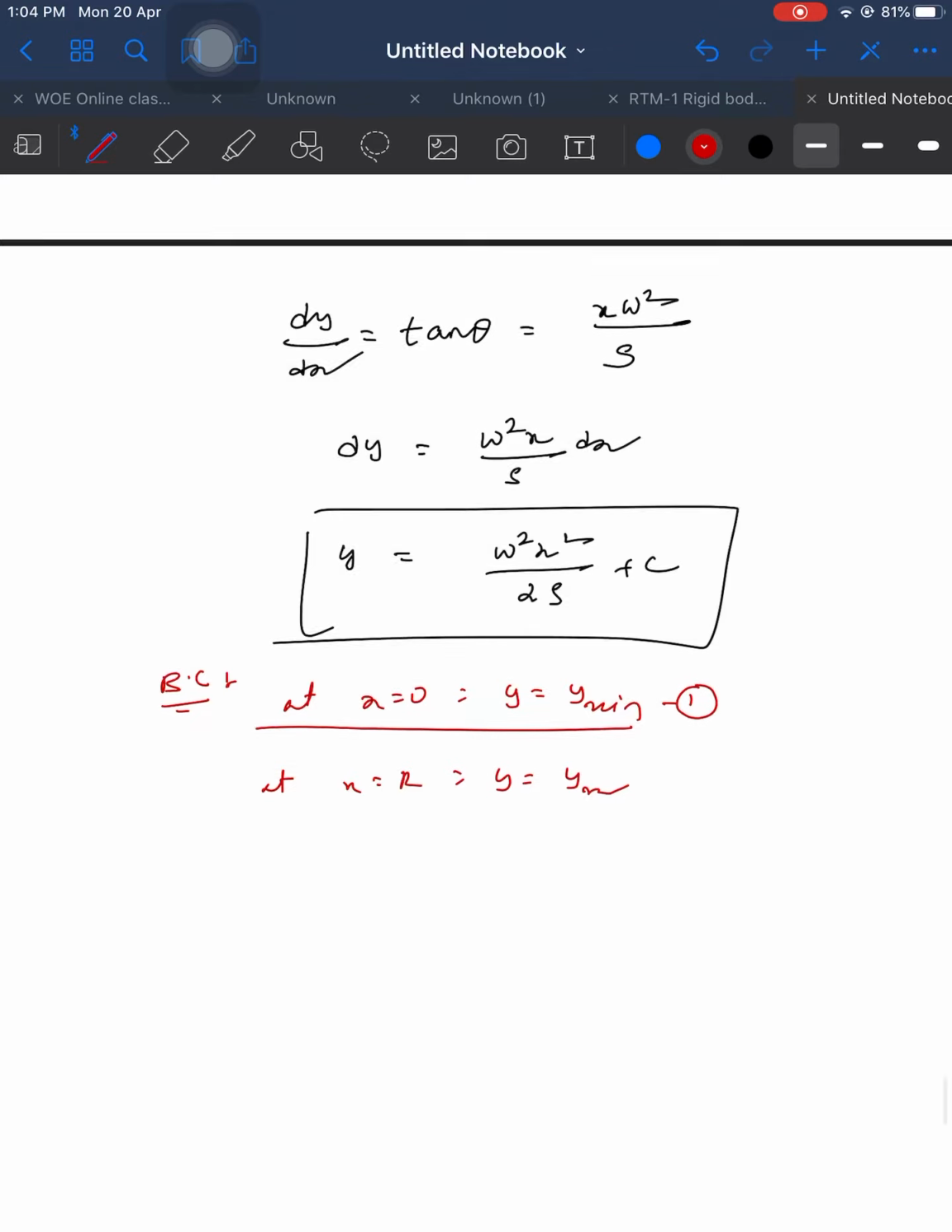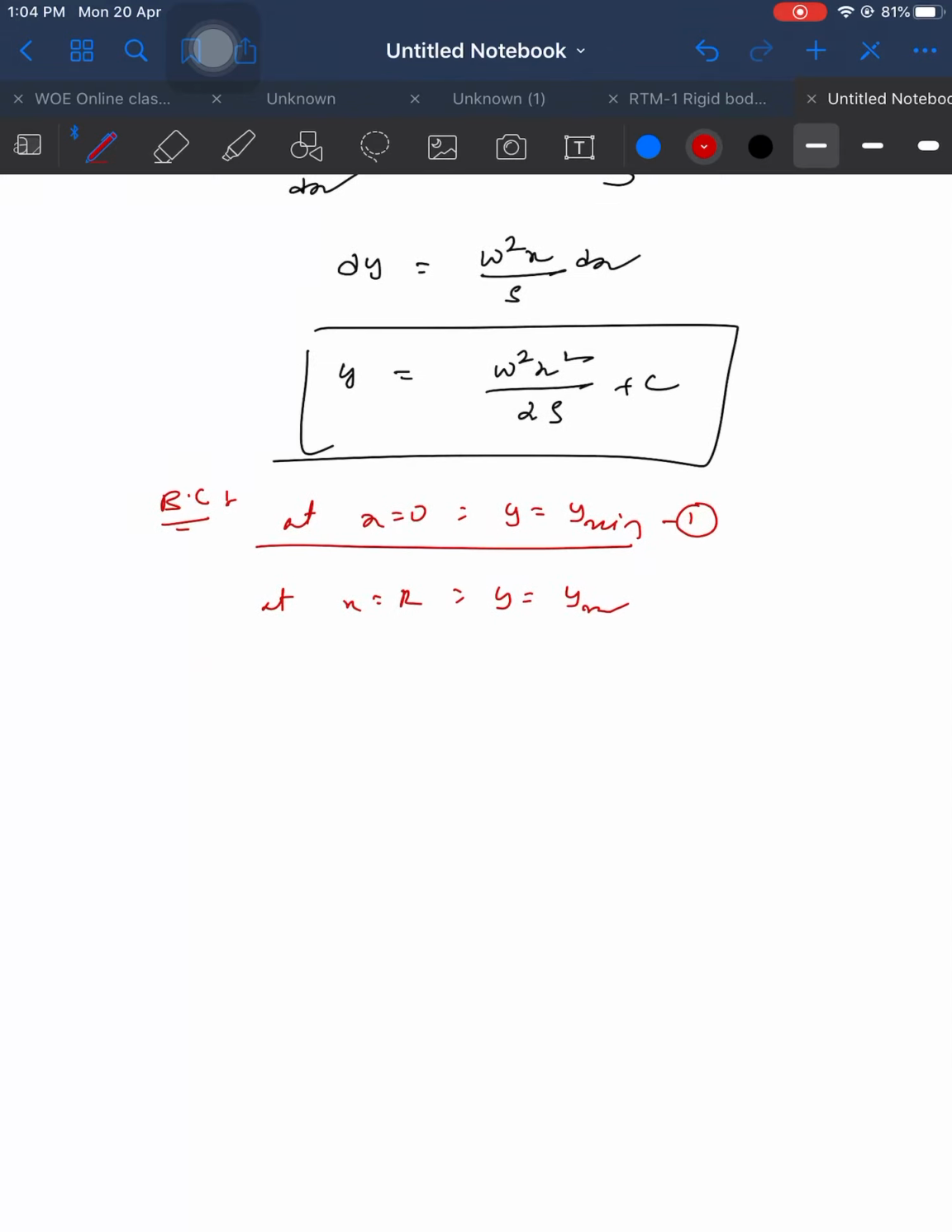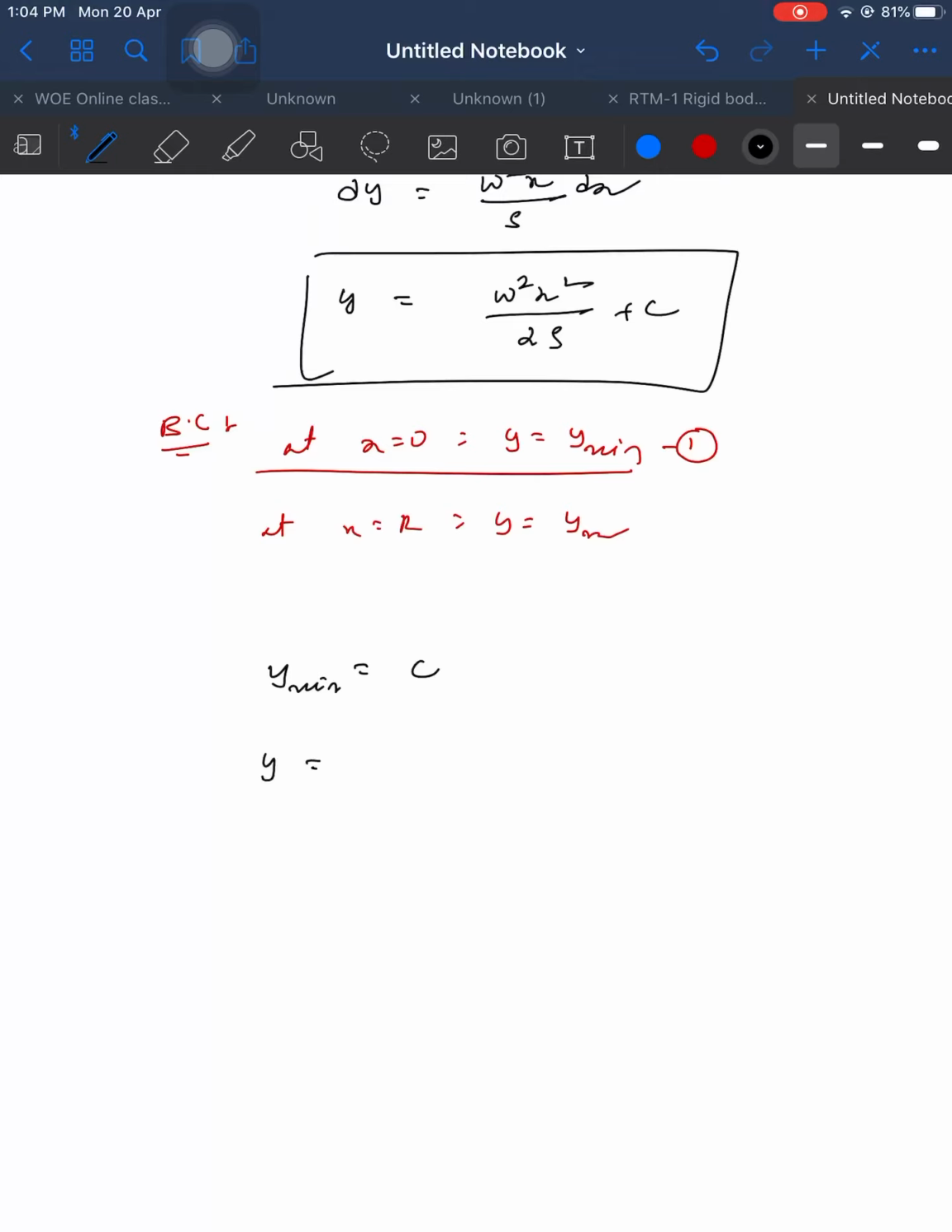Let's substitute the first condition to get the value of c. What will be the c value? At x is equal to 0, y minimum is equal to omega square x square, that will be 0. C is equal to y minimum. I am writing y is equal to omega square x square by 2g plus y minimum.